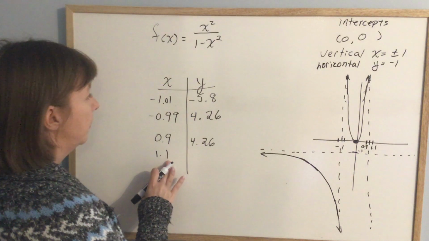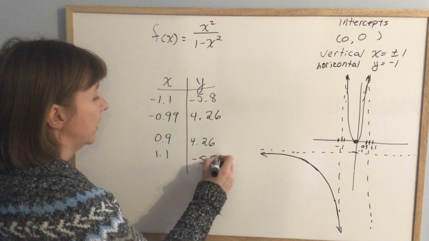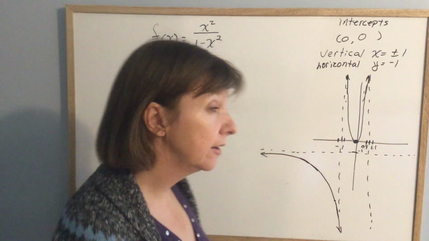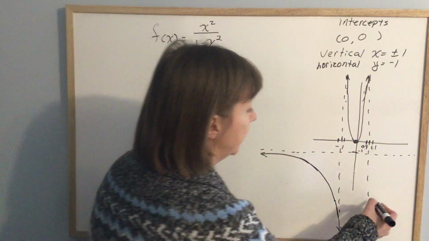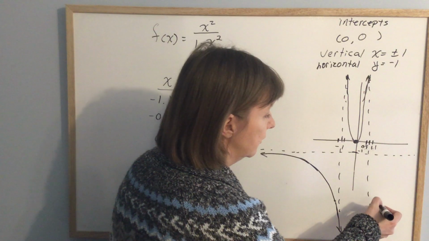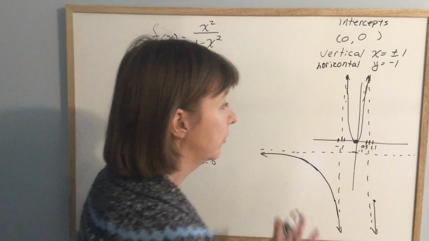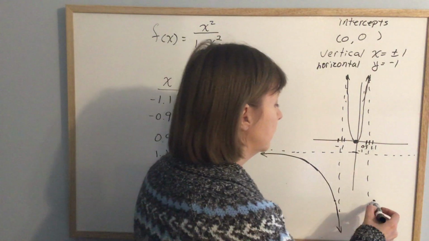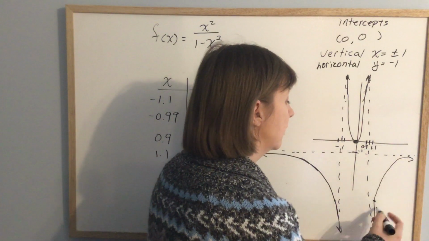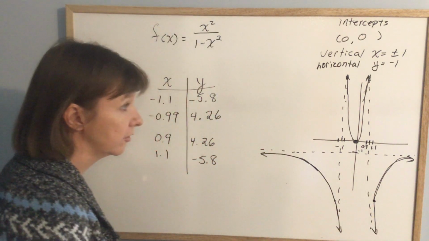So now I'm going to do 1.1. Well, turns out it is the same as this one, and it's negative 5.8. And it's negative 5.8. So it's down here somewhere. So again, the closer I come into this asymptote, the lower it's going to go. So the further I get away from the asymptote, the higher it's going to go. But again, cannot cross that horizontal asymptote, so it's got to start to turn.